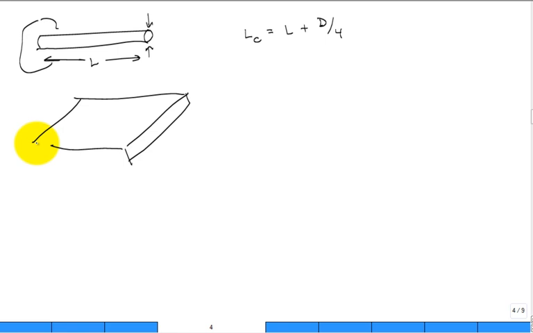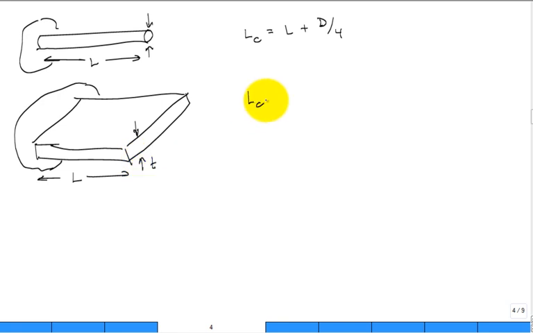Okay, somebody says I have a long rectangular fin. It goes back to the base like that. Its length L comes out, and it has a thickness T. What is my corrected length? L plus T divided by 2.